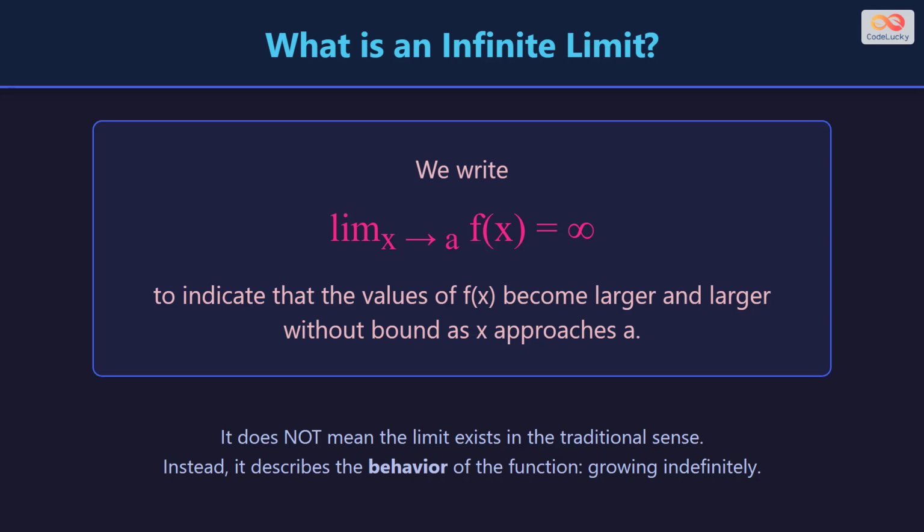Let's define what we are looking at. When we write the limit of f of x as x approaches a equals infinity, we are saying that as x gets closer and closer to a, the function output gets larger and larger. It is important to remember that infinity is not a real number. This notation simply describes the behavior of the graph shooting upwards forever.